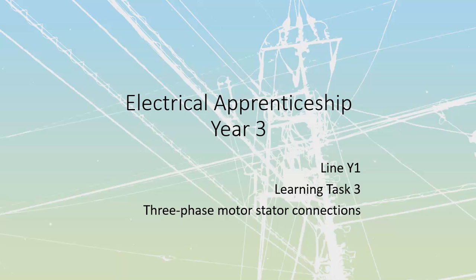All right, line Y1, learning task 3, three-phase motor stator connections. Your title of this learning task is a little different than what I'm calling this thing. They say for squirrel cage induction motors, it really doesn't matter whether we're looking at a squirrel cage induction motor or a wound rotor or a synchronous motor. Our stator connections, which is the stationary part of the motor, are always going to be done the same way. So we can use this across all of them, not just the squirrel cage induction motor.